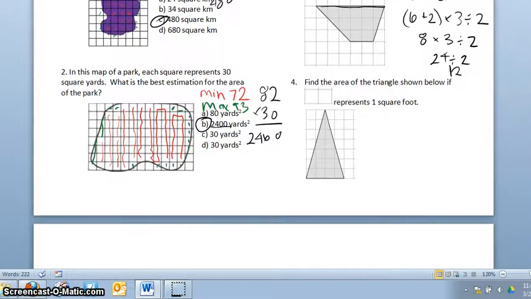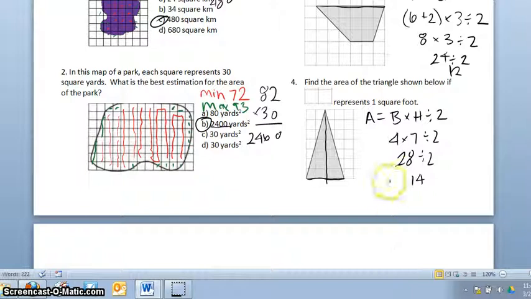Let's look at number 4. Find the area of the triangle shown below if 2 squares represents 1 square foot. So first find the area of the triangle, just how many squares are inside it. So base is 1, 2, 3, 4 times height, 1, 2, 3, 4, 5, 6, 7. 4 times 7 divided by 2. So that's 28 divided by 2 is 14 square units. I need to divide that by 2 because if there are 14 squares but it takes 2 to represent a square foot, then I only have 7 feet squared inside my triangle.